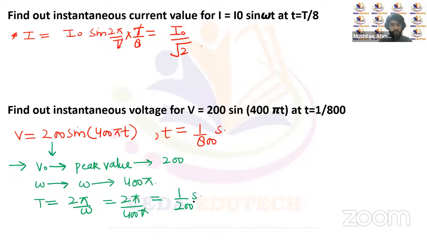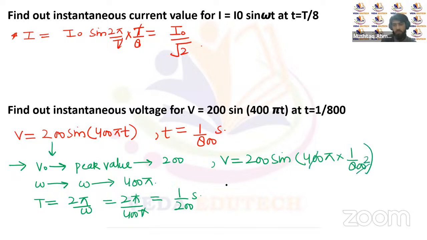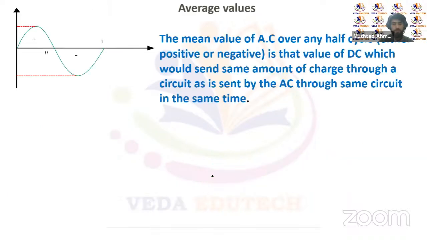But we have to calculate the instantaneous voltage. Instantaneous voltage we can directly calculate. That's V is equal to 200 sine of 400 pi, substituting the value of t, that's 1 upon 800. So it will be pi by 2, and sine of pi by 2 is 1. It means it's equal to 200. So 200 will be the instantaneous value, and this will also be the peak value for this AC voltage.